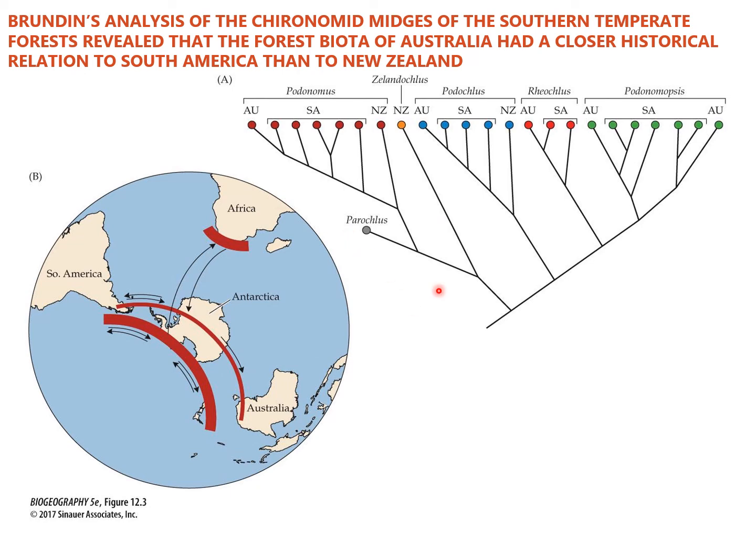cladistic approach, where you're plotting out derived and shared characteristics and the emergence of certain traits. We talked about that last week and saw how you construct a cladogram using that kind of analysis. This was one of the first examples of that.